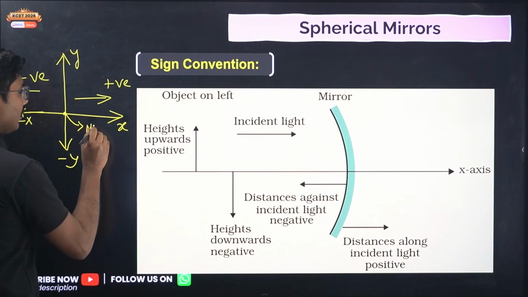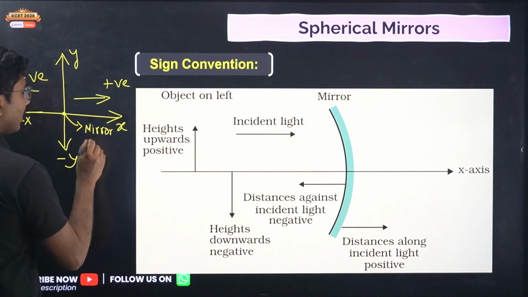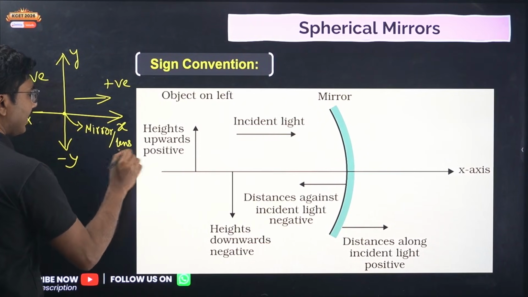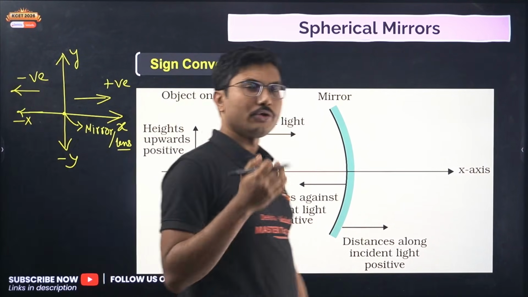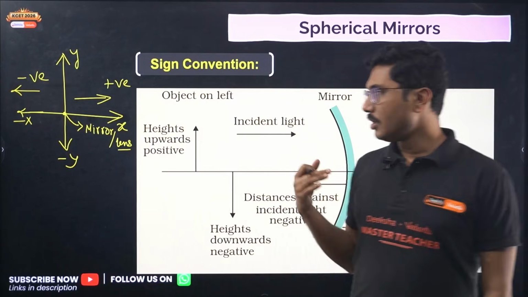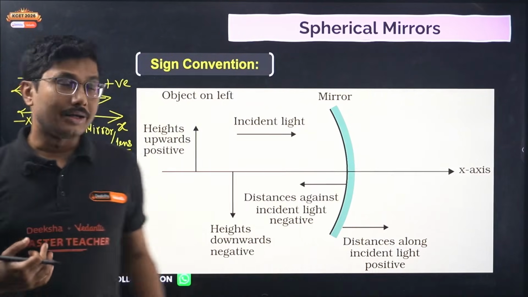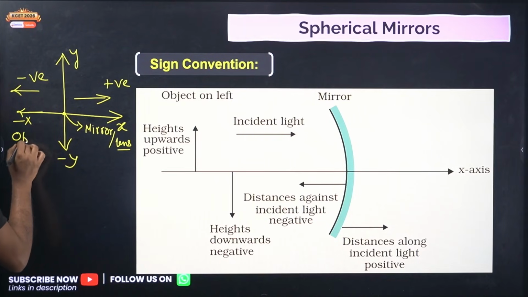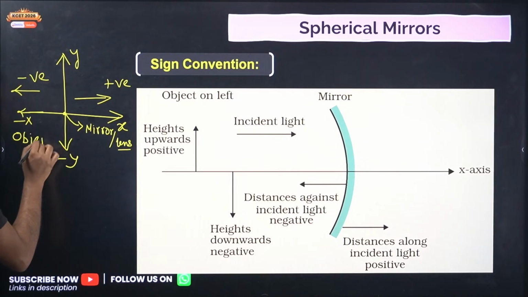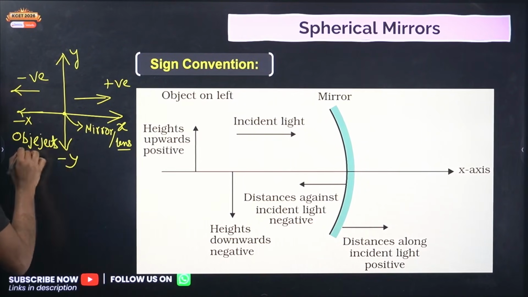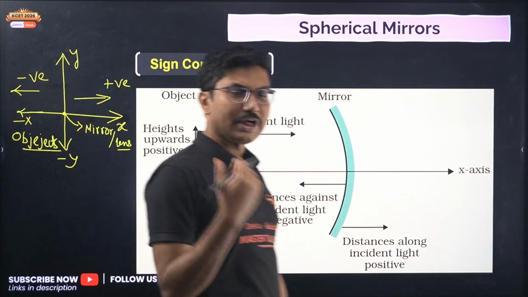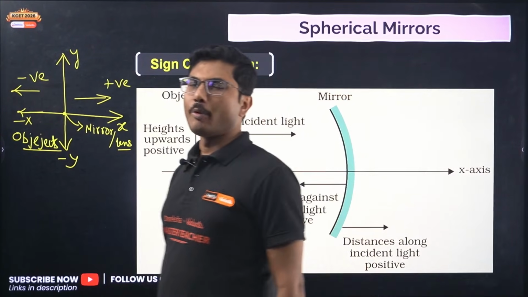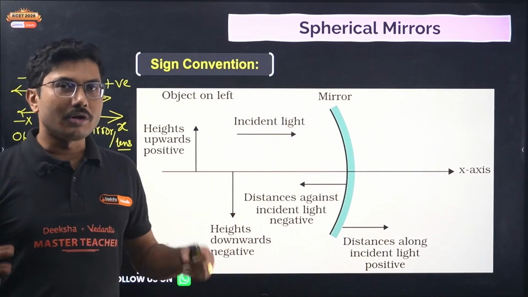Okay, mirror or lens is located at the origin. Origin is the location of your mirror and lenses. Now to use this sign convention, you have to remember that objects are always on the left hand side. So object distance by default is always negative.